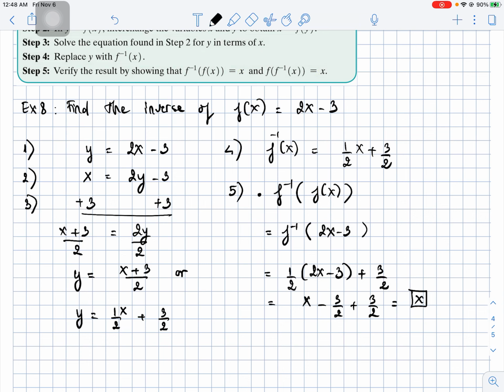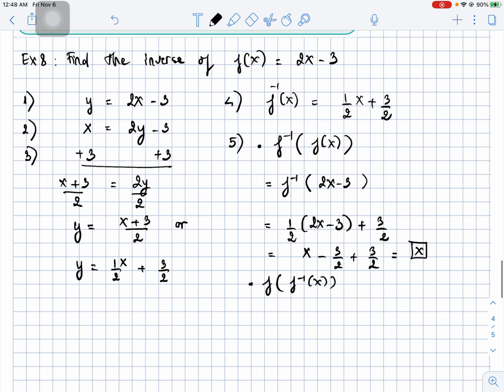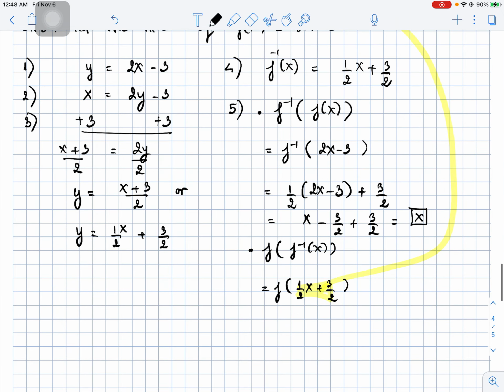And now we need to check the other direction. That means the f is outside and the f inverse of x is inside. The f inverse of x is the input, and the answer is 1/2 x plus 3 over 2. That is the input, and we need to input 1/2 x plus 3 over 2 into the f function, and we will input at the x location.